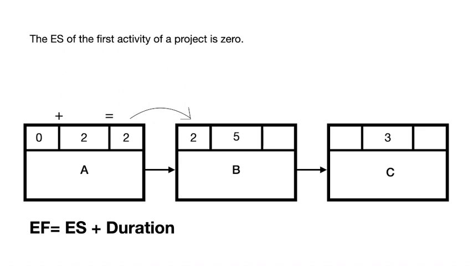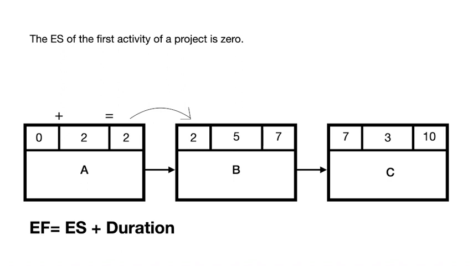The early finish of this activity would be equal to 7. That's because 2 plus 5 is equal to 7, 2 being the early start of activity B and 5 being the duration of the activity. The early start of activity C would be 7. That's because the early finish of activity B is 7. And the early finish of activity C would be equal to 10. 7 plus 3 is equal to 10.